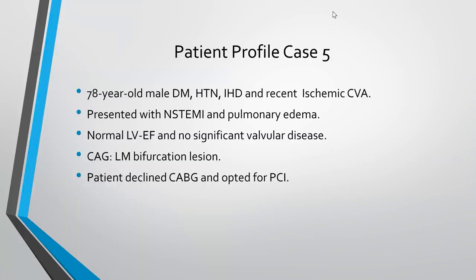My next patient is a 78-year-old male, non-diabetic, hypertensive, with ischemic heart disease and a recent ischemic CVA, who presented with non-ST elevation MI and pulmonary edema, normal LVEF, and no significant valvular disease. Coronary angiography showed a left main bifurcation lesion. The patient declined CABG and opted for PCI. So this is the angiogram.